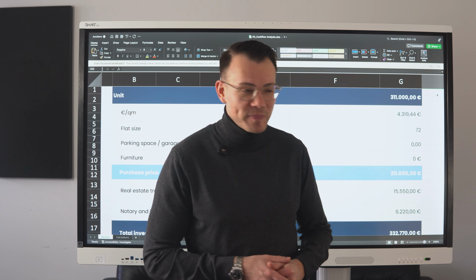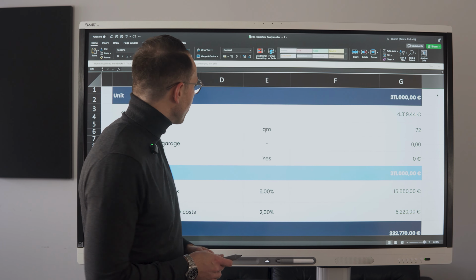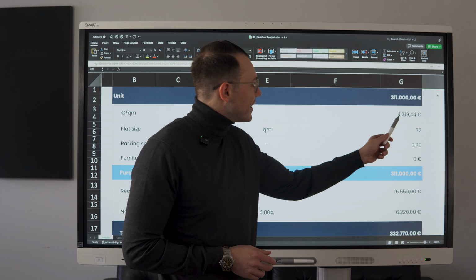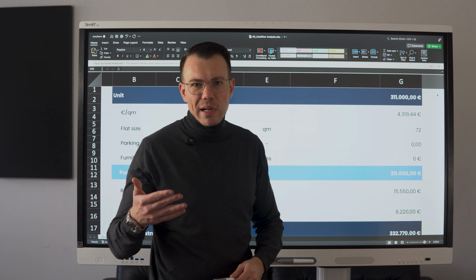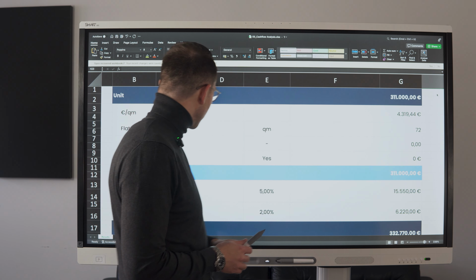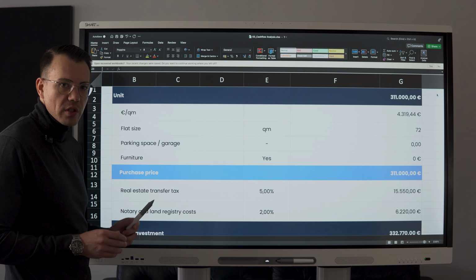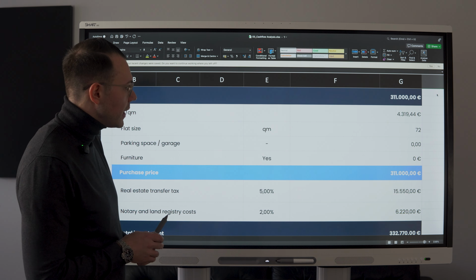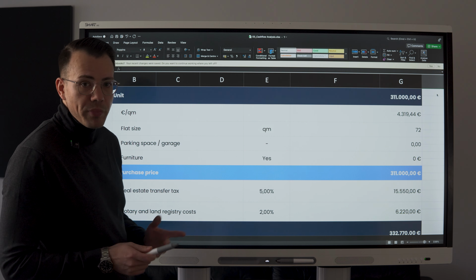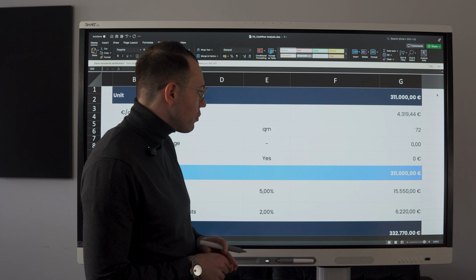Let's dive in. So we have a property with a value of 311,000 euros. So price per square meter would be 4,319. So you see it's already a bigger city. We have 72 square meters, no parking space or garage, no furniture is included in this calculation. If you furnish an apartment yourself, then this can obviously be mentioned. So again, value 311,000 euros.